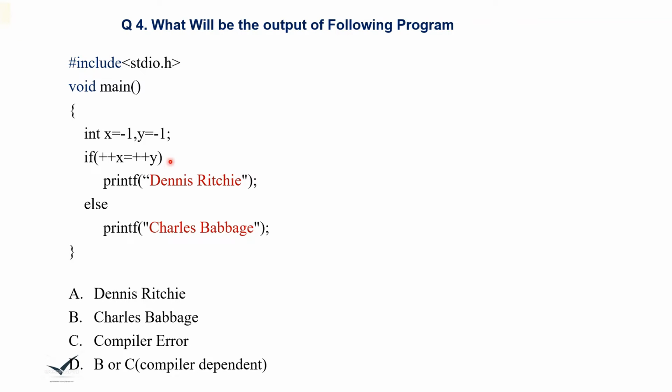But in some compilers this is allowed, and it will store the value of ++y. So that means ++ of -1, that is equal to 0. So 0 will be stored in x. So therefore this condition becomes 0. 0 means false, and hence the statement after else will be executed, that is Charles Babbage will be displayed. So hence the output of this program is actually compiler dependent, which can be Charles Babbage or it will generate a compiler error.